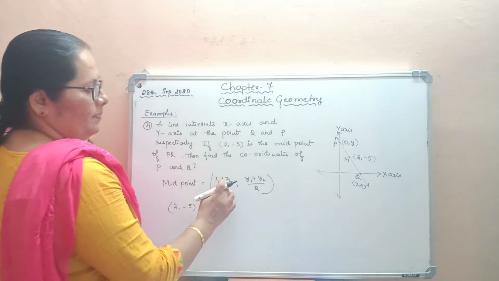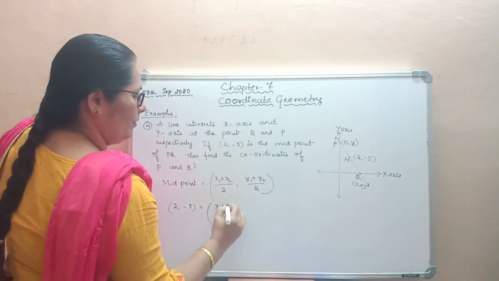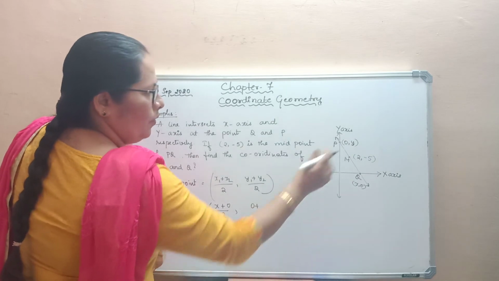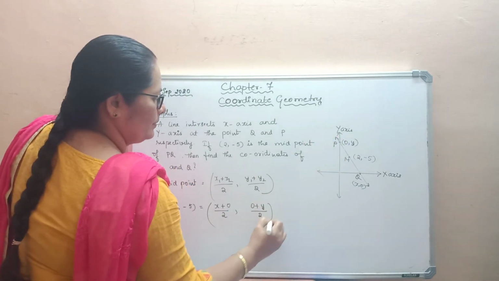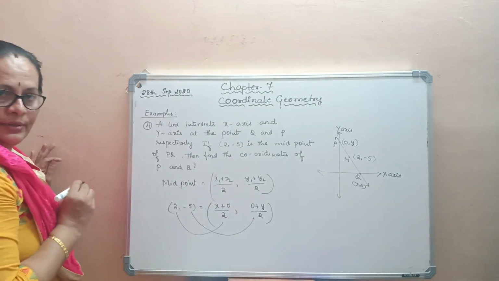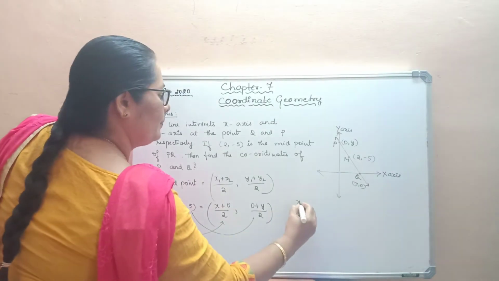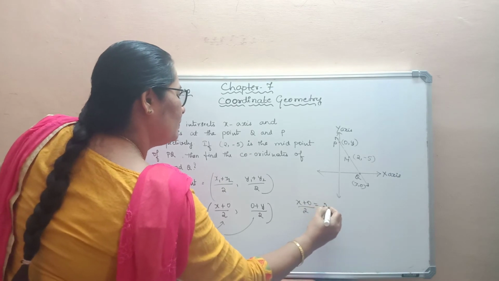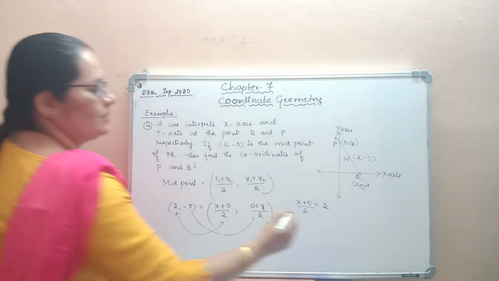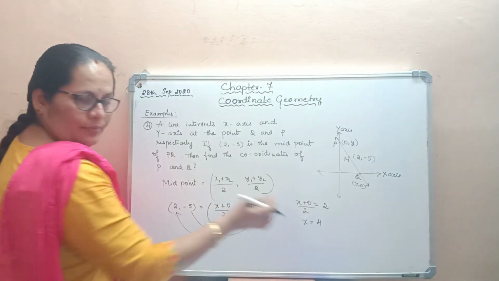Now x1 plus x2. What is x1 here? x. And what is x2 here? 0. So y1 is 0 and y2 is y. Now equate the x coordinates together and the y coordinates together. So (x + 0)/2 equals 2. On cross multiplication, x equals 4.